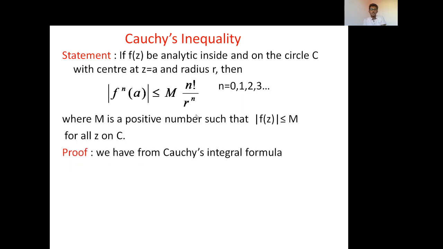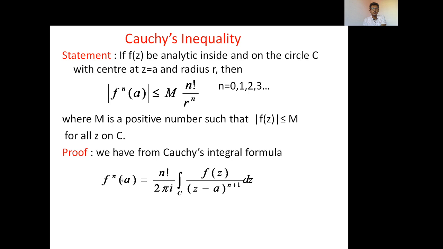To prove this theorem, I use Cauchy's integral formula. So what do you mean by Cauchy's integral formula? f power n of a is equal to n factorial divided by 2 pi, integration over any curve or circle C of f of z divided by z minus a whole power n plus 1 into dz. This is Cauchy's integral formula. We have to prove that the absolute value of f power n of a is bounded as stated, for n equal to 0, 1, 2, 3 and so on, where n is a natural number.